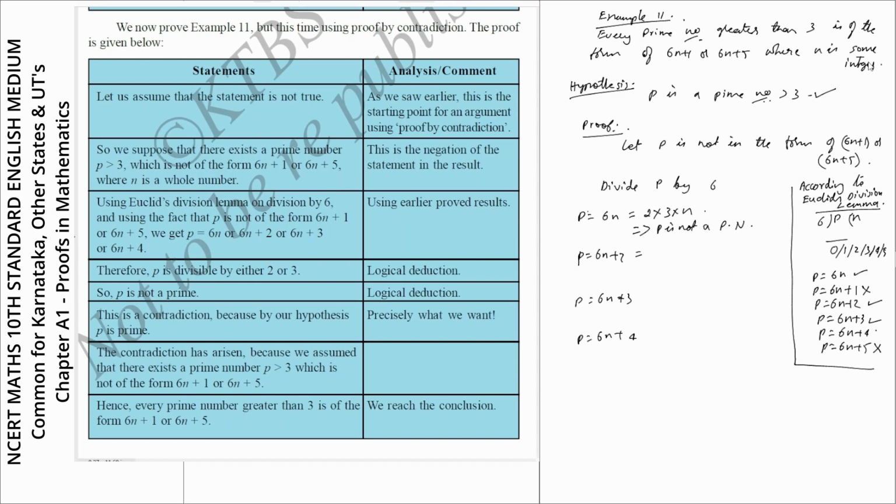Similarly, if P is equal to 6n plus 2, here also I can take 2 as a common factor, and I'm left with 3n plus 1. So again 2 is a factor of P. That means P is not a prime number. If I take P equal to 6n plus 3, here I can take 3 as a common factor and I am left with 2n plus 1. So again 3 is a factor of P. So P is not a prime number. Again, if I take P equal to 6n plus 4, here also I can take 2 as a common factor, and I am left with 3n plus 2. Again 2 is a factor of P. Again this implies that P is not a prime number, but according to the hypothesis P is a prime number which is greater than 3.